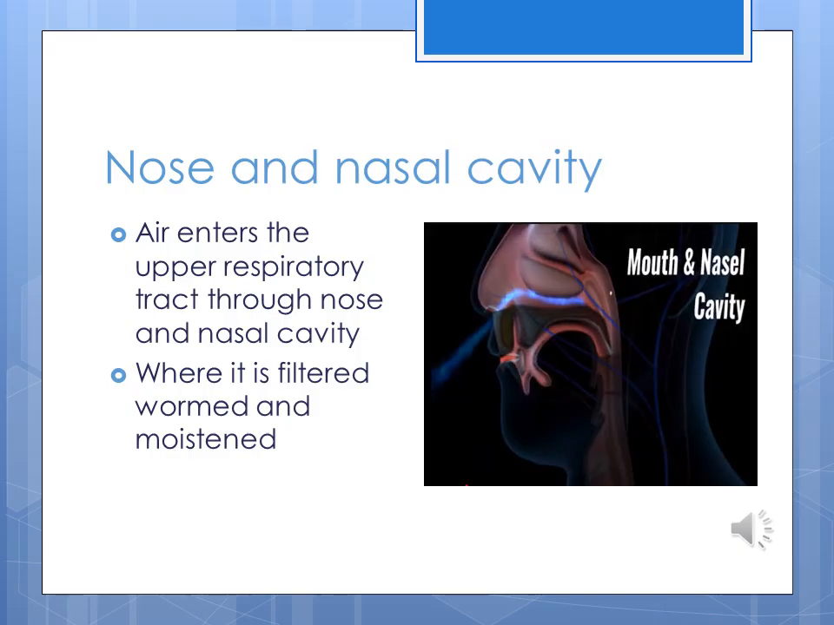Nose and nasal cavity. Air enters the upper respiratory tract through the nose and nasal cavity, where it is filtered, warmed, and moistened. These steps are important to prevent contamination and irritation of our respiratory system.